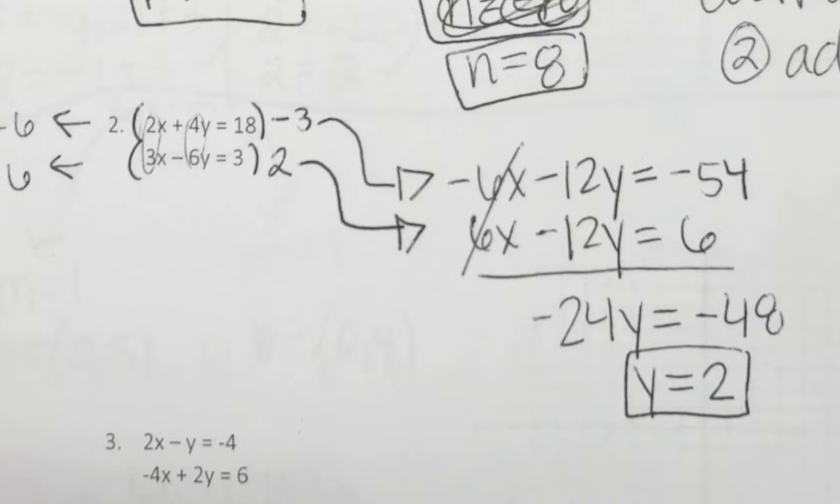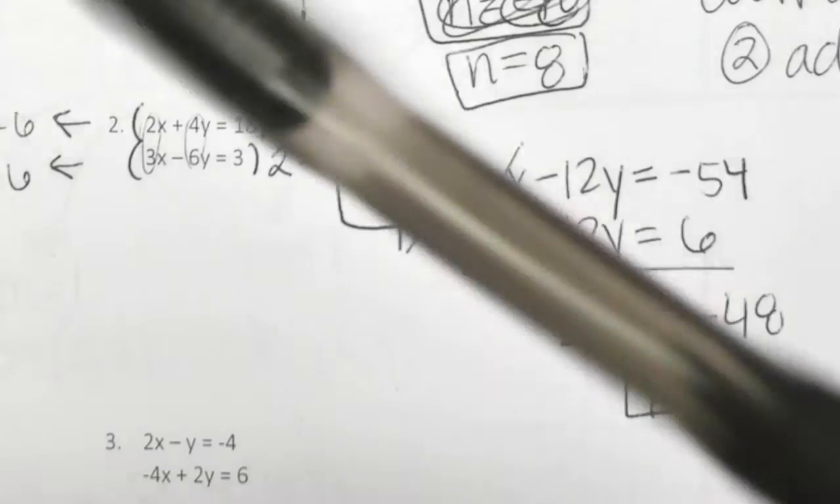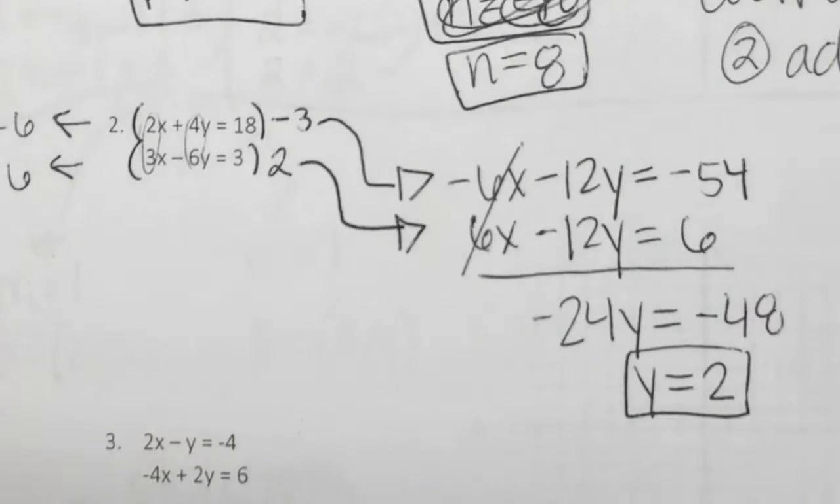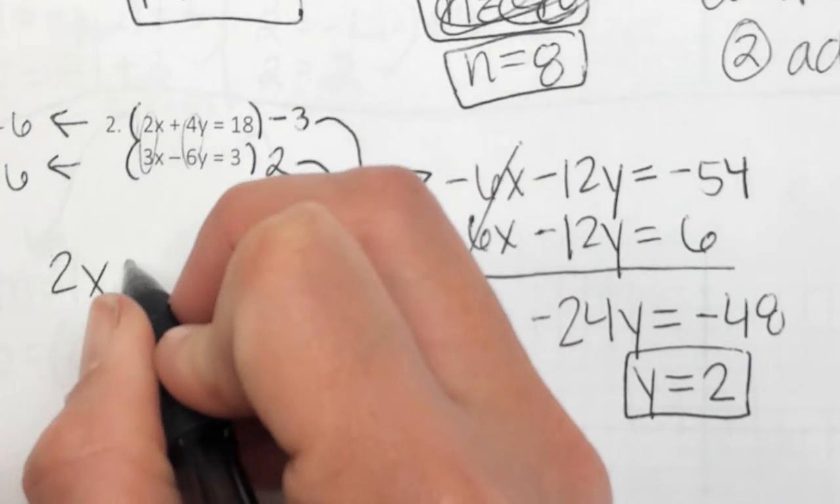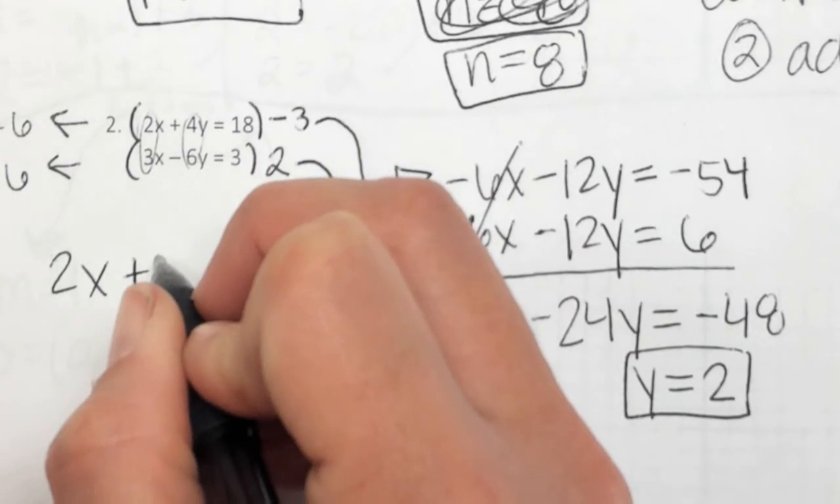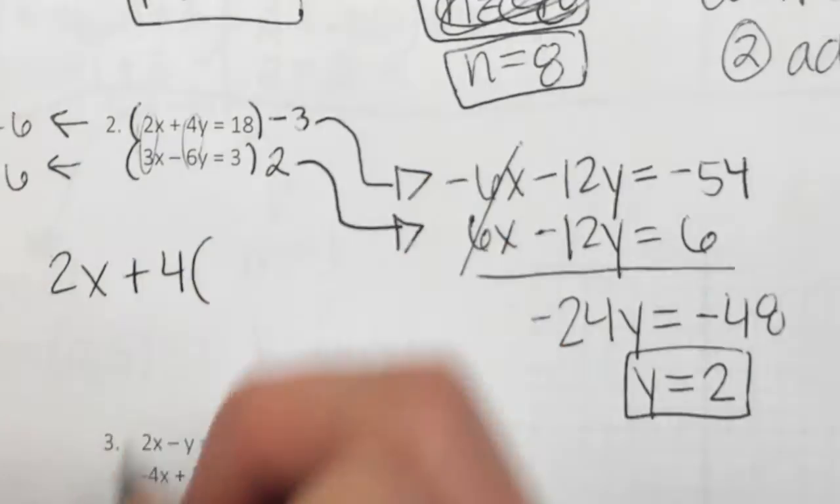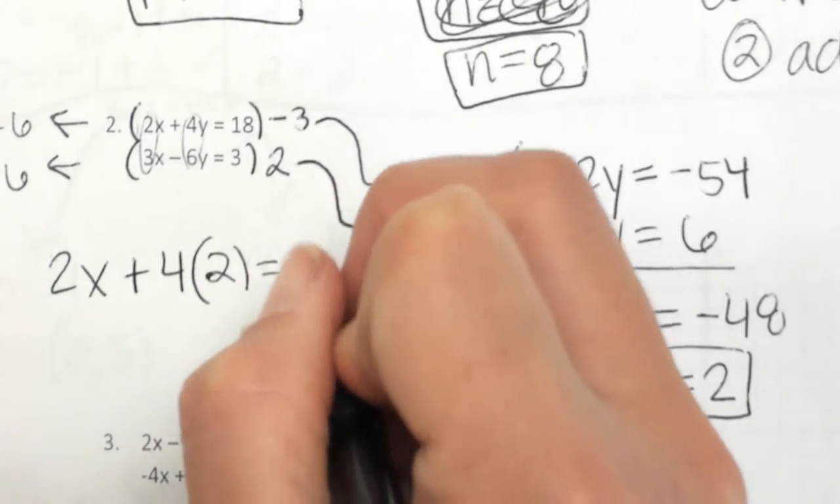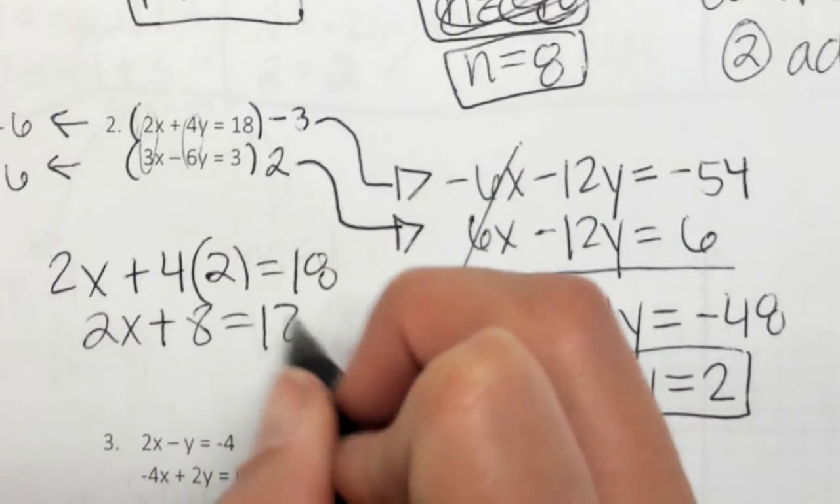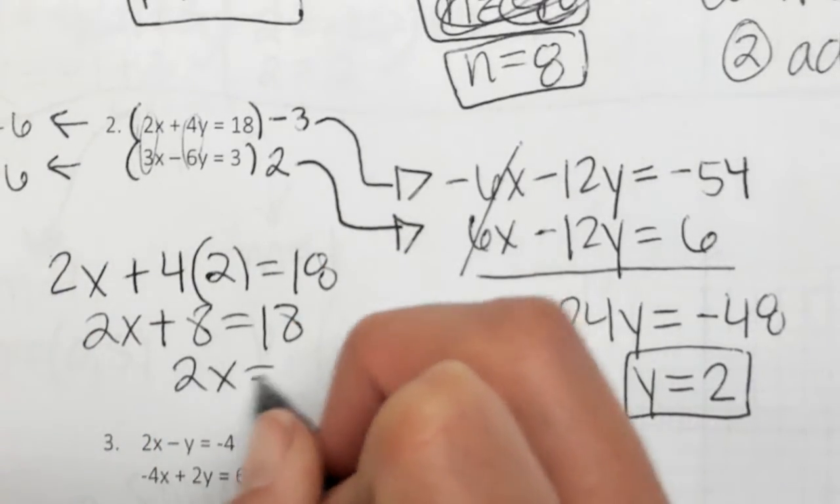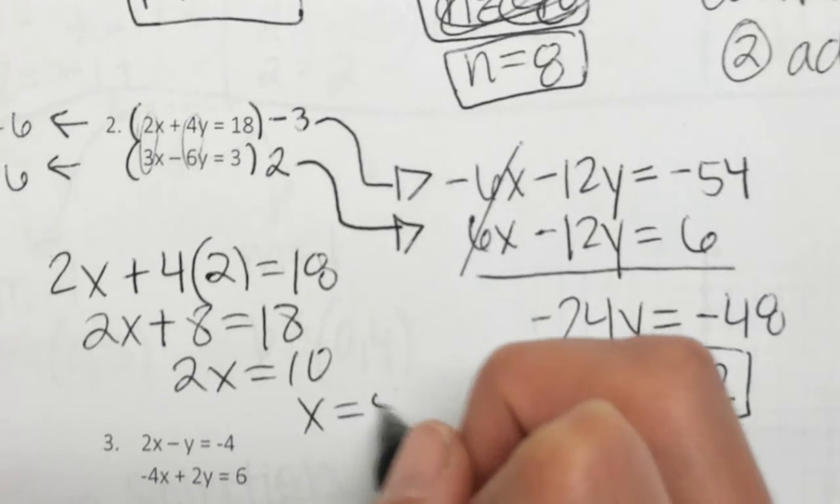Alright. Brandon, which equation do you want to plug it into? The top one or bottom one? Top. And what are we solving for? Yes. So we'll plug what in for y? 2. Very good. So that'll give me 2x plus what? 8. Equals 18. Then we would... Very good. So x is... Very good.